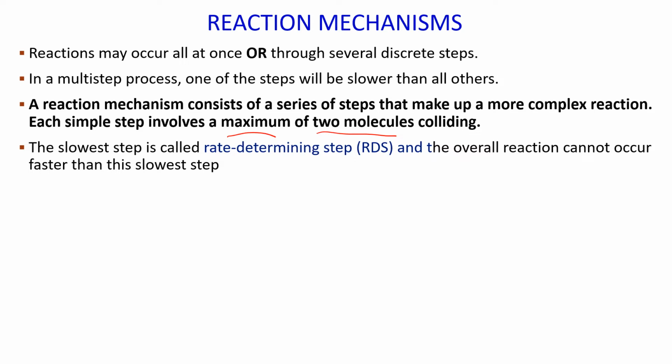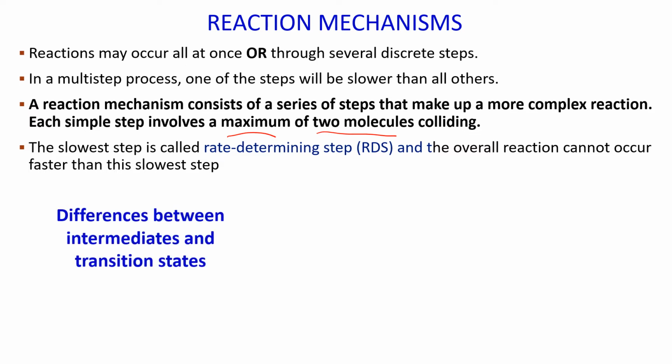So we have 4 points that we have to agree about before starting to speak about the reaction mechanism, which are: the reaction could happen directly in one step, or it could go through several steps. These several steps will have different rates. The slowest step is called the rate determining step, and in each step we have a maximum of 2 molecules colliding with each other. We also have what are called intermediates and transition states.